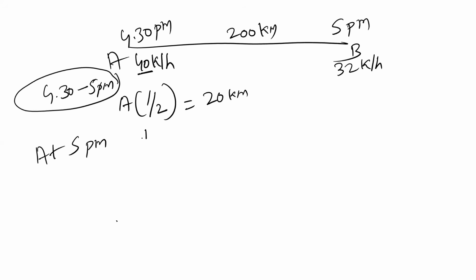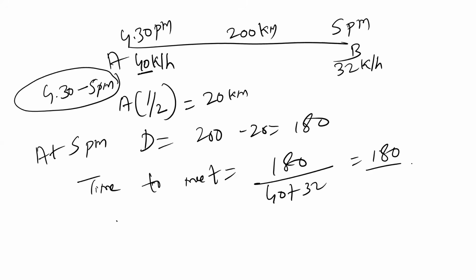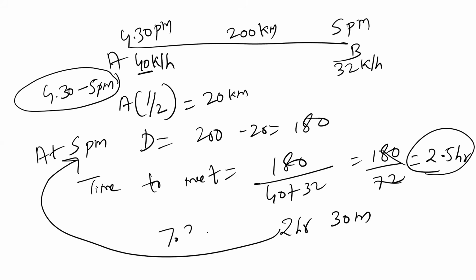At 5 p.m., remaining distance 200 minus 20, 180. Time to meet, remaining distance how much? 180. Sum of the speeds 40 plus 32. 180 by 72. Cancel. 2.5 hours. What is 2.5 hours? 2 hours, 30 minutes. From when? From 5. So they will meet each other at 7:30 p.m. No, understood or not?